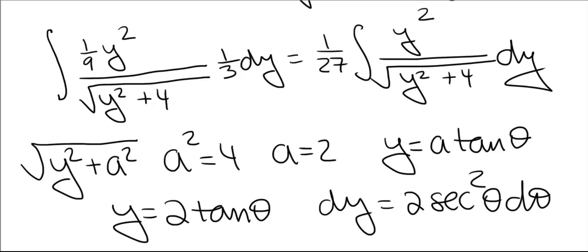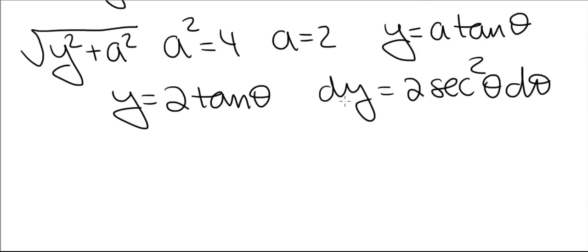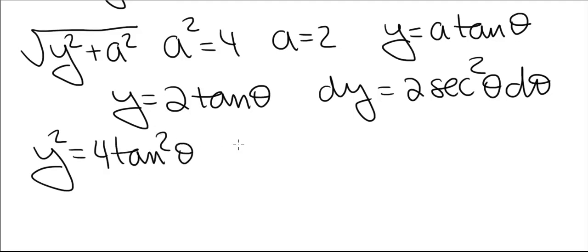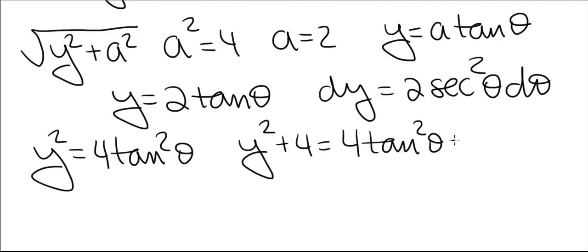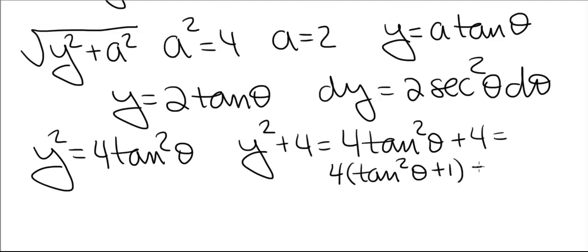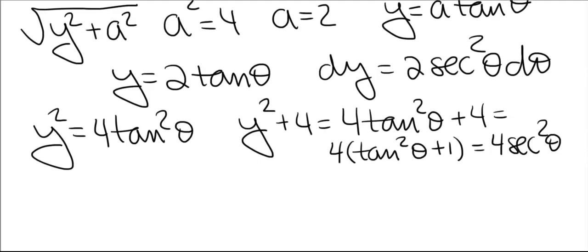Now we want to replicate what's inside the radical, so I'm going to square both sides. Y squared is 4 times tangent squared theta, and I'm going to take y squared, add 4 to it, and that becomes 4 tangent squared theta plus 4, which is 4 times tangent squared theta plus 1, and that's 4 times secant squared theta.